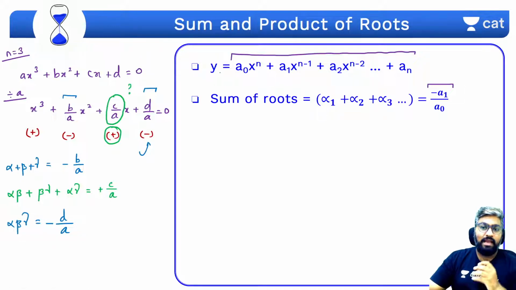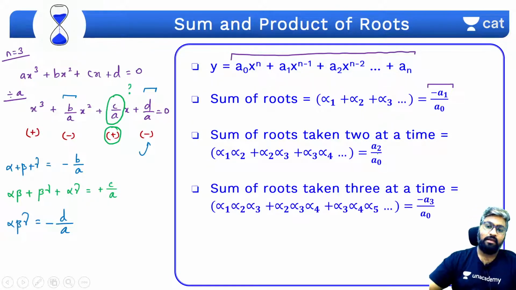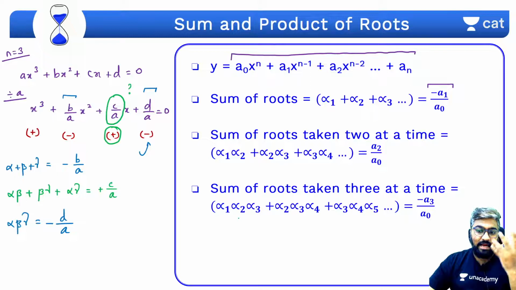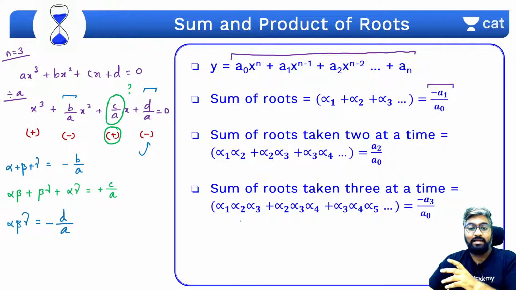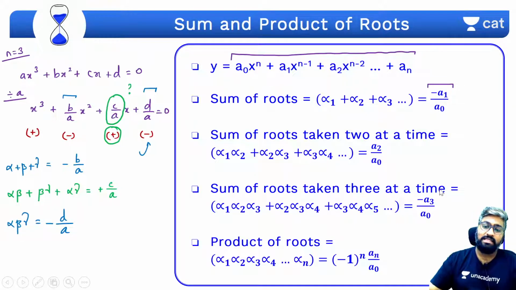This you can do for any polynomial equation. So sum of the roots will be minus b by a always. Sum of the roots taken 2 at a time will always be plus c by a. 3 at a time: if there are, let's say, 4 roots, degree 4, then you can take 3 at a time. Alpha 1, alpha 2, alpha beta gamma delta, so on. That will be minus c by a.